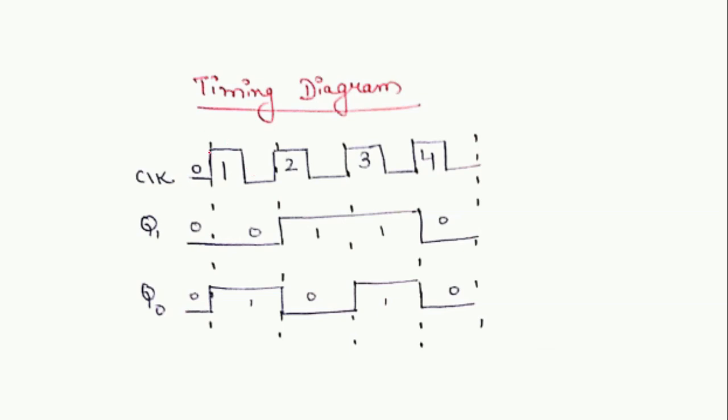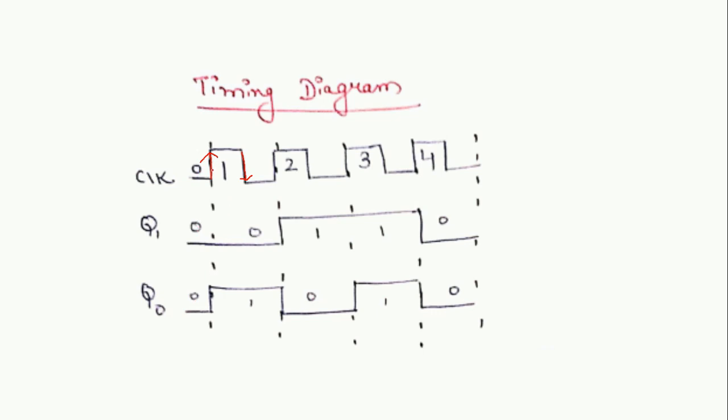We are considering positive edge triggering over here. What is a positive edge? When the edge is going from 0 to 1, this is known as a positive edge, whereas when the edge is going from 1 to 0, this is known as a negative edge. We are talking about the positive edge triggering timing diagram over here. That is, when the positive edge comes in our clock cycle, there is a change in Q1 and Q0. Now, for clock cycle 0, that is the initial condition, both are in reset condition.